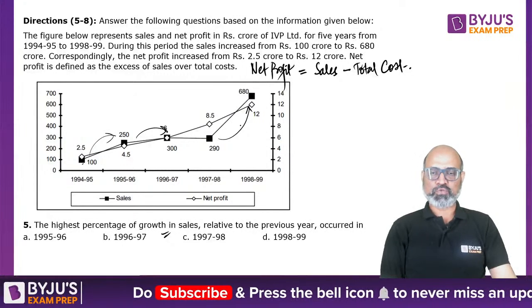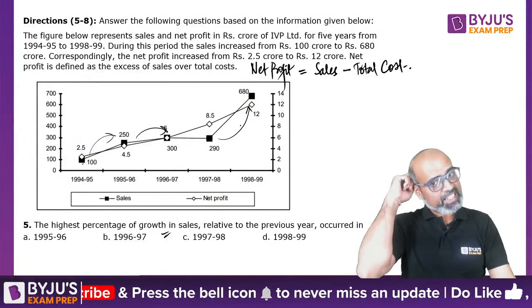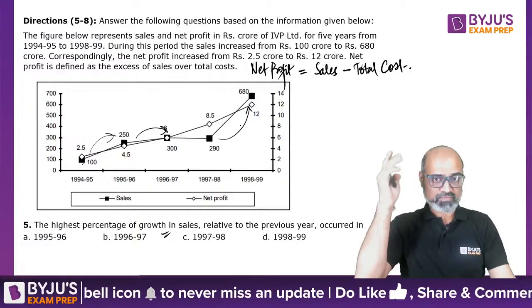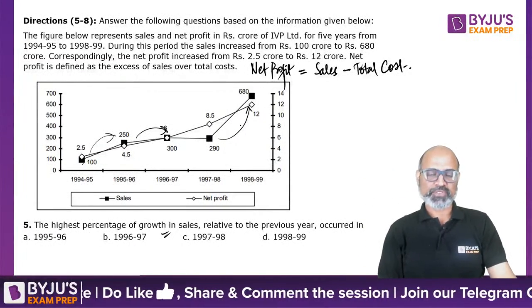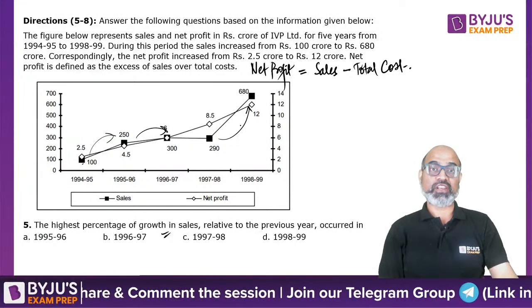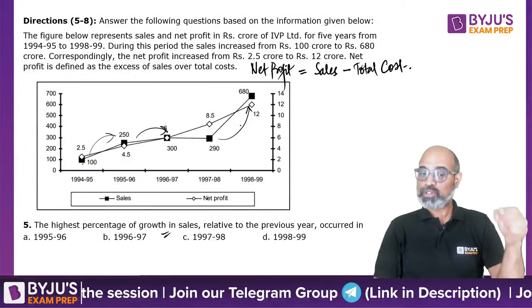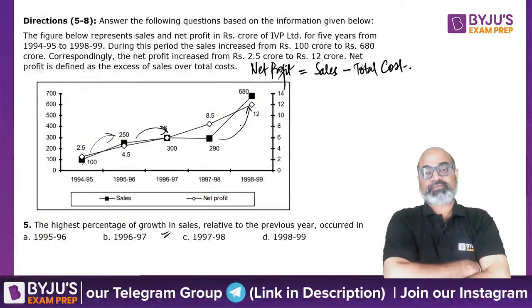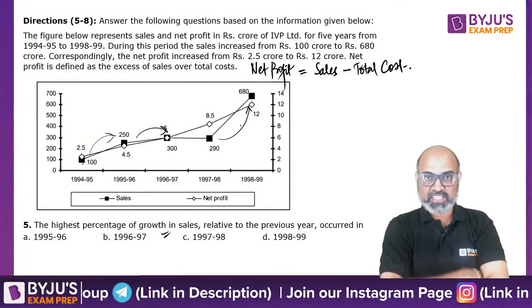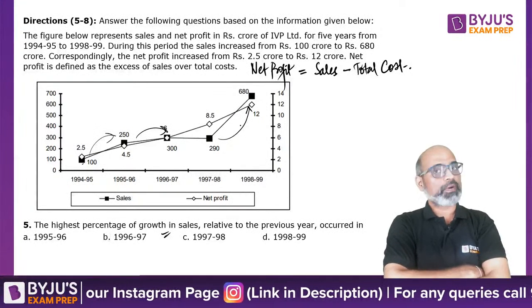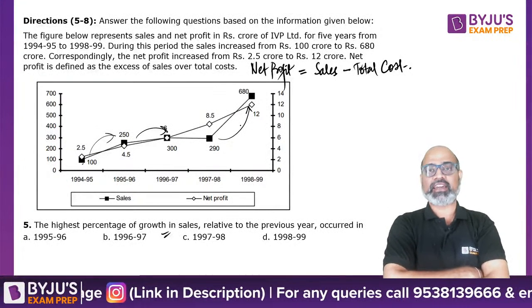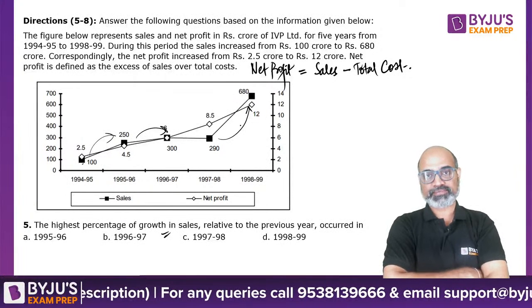It looks like which year? 1998, 99, the increase with respect to the previous year is more, right? So if its increase is more, will its percentage increase also be more? How do we know that? Looking at the slope, if that's what you're thinking, you are wrong. Slope doesn't give us anything about percentage increase.